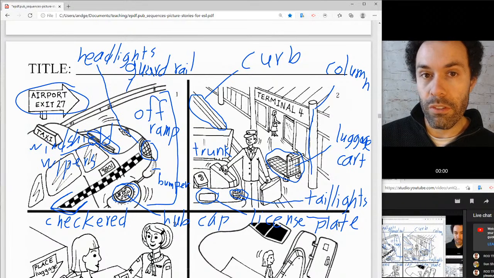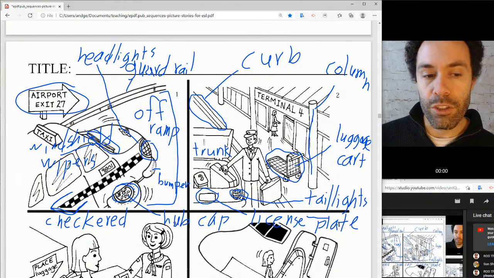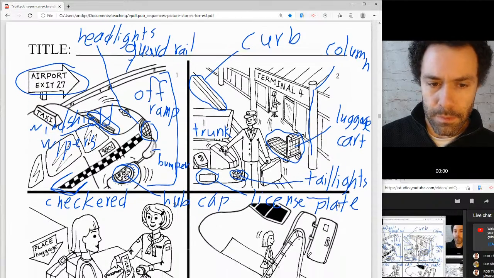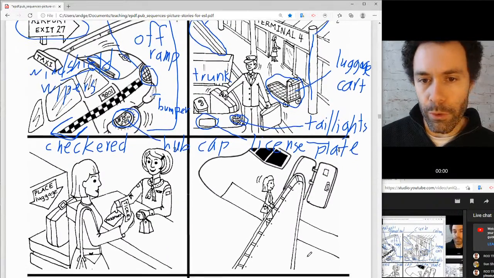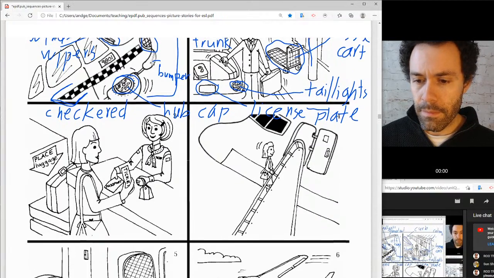Again, if you see some vocab that you're not sure about, feel free to put it in the chat box and I'll try to let you know what that word is. But we got 2 down, 4 more to go. And again, we'll review all these words at the end. Our third picture. Okay.